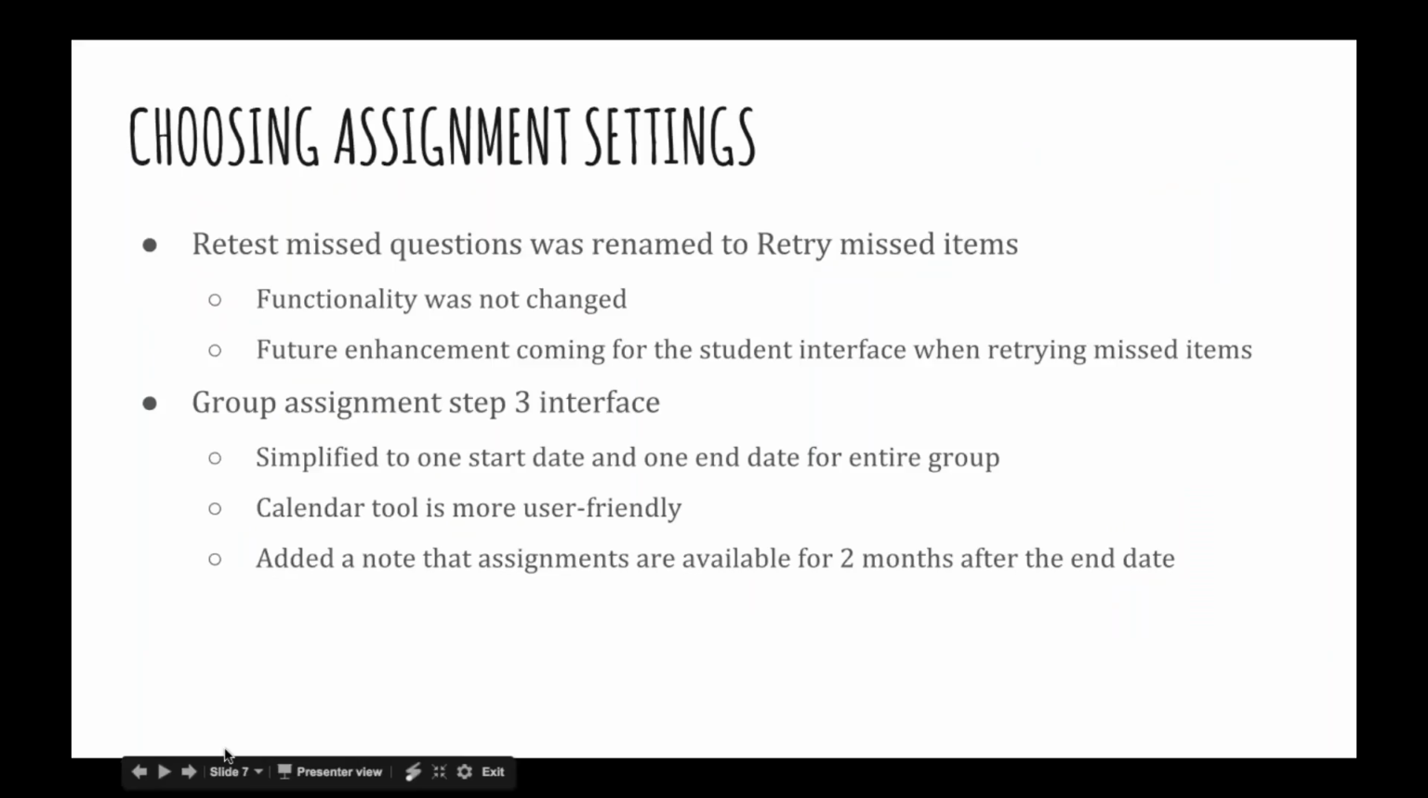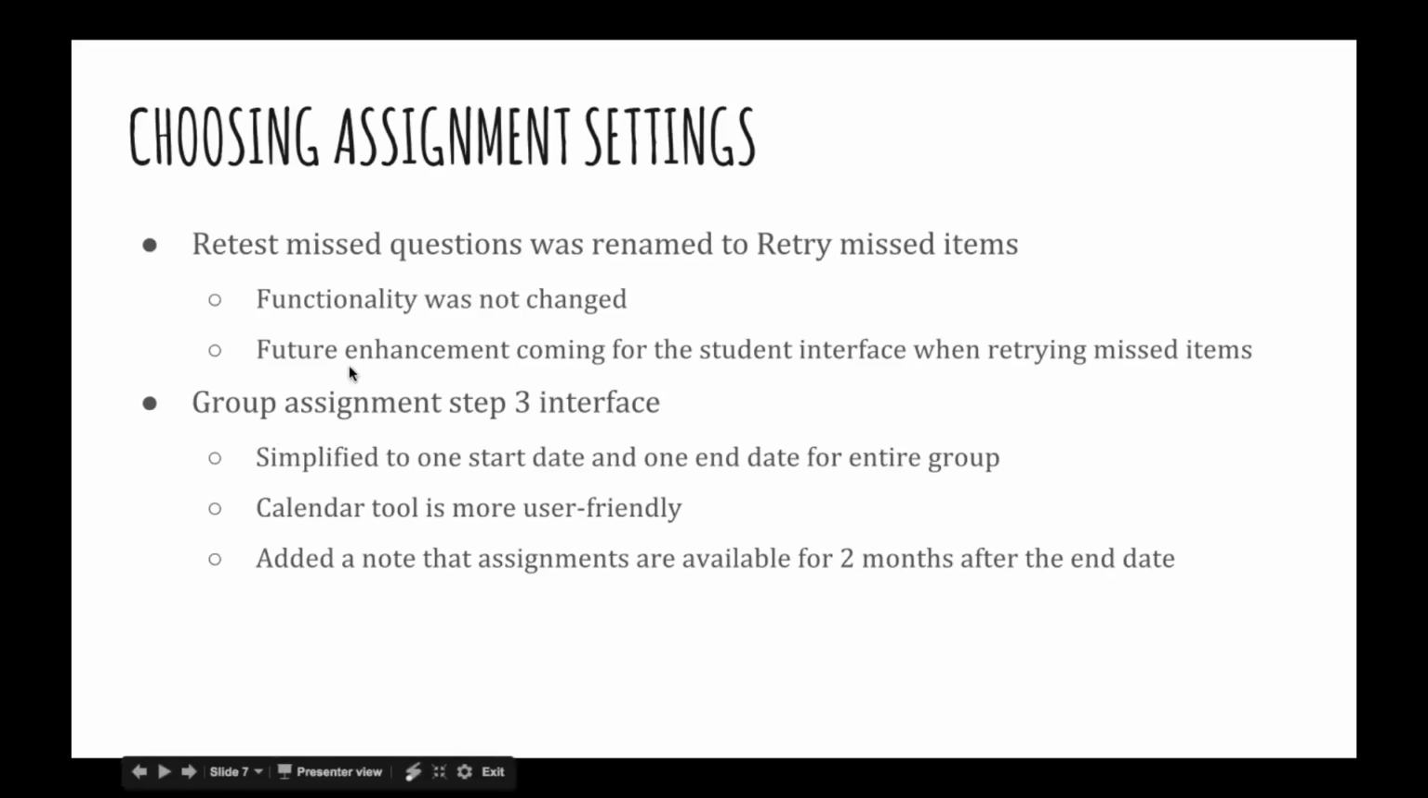Okay, then something else that we are busy doing is working with the assignment system. Very minor change, we recently renamed the setting retest missed questions to retry missed items, especially for a benchmark where you might have a performance task. It just made sense to say items. But the big thing is the retest versus retry. We just felt like retest was sometimes confusing because they're not really retesting that whole assignment. They're just retrying the questions that they missed. The functionality for that did not change.